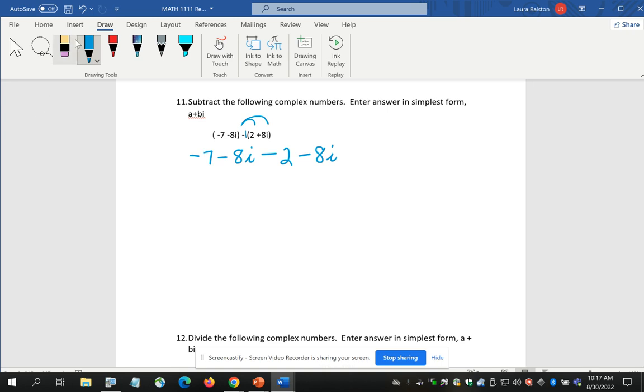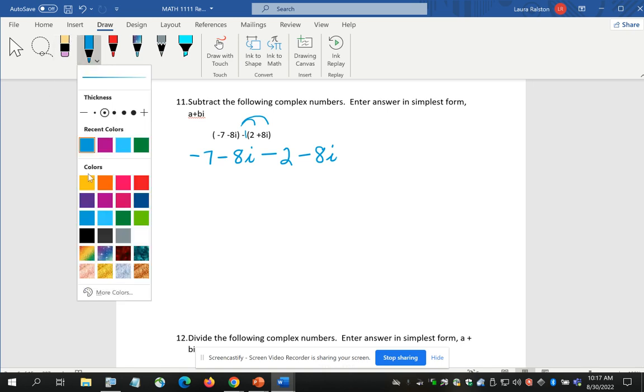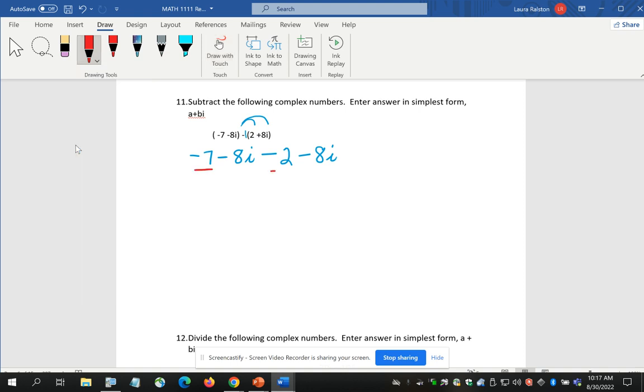And then we simply combine like terms. Like terms means you combine the real, negative 7 and minus 2, so that's negative 9. And you combine the imaginary: minus 8i minus 8i is minus 16i. It does ask us to put our answer in that form, a plus bi. In this case, we have negative 9 minus 16i.